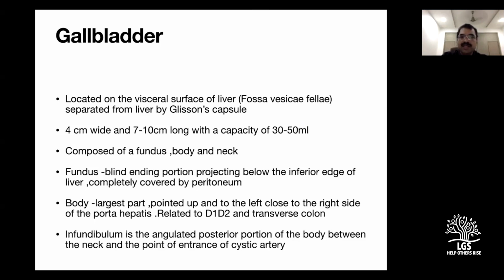So the fundus is the blind ending projection of the gallbladder, which is seen below the liver edge. And the body is the largest part of the gallbladder, and it is related to the first and second part of the duodenum and transverse colon. The infundibulum is the angulated posterior portion of the body between the neck and the point of entry of the cystic artery. So when you train students to do the cholecystectomy, the infundibulum is given more importance rather than the cystic duct bile duct junction. This is to avoid injury to the bile duct.